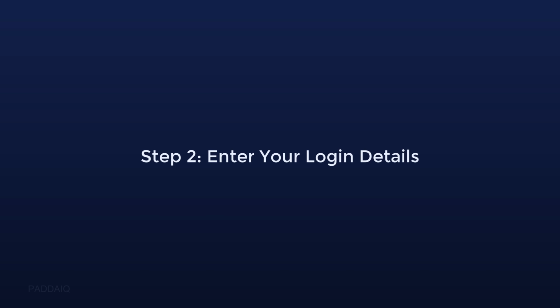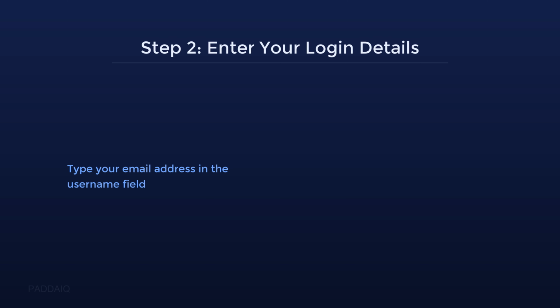Step 2. Enter your login credentials. Type your email address in the username field. This means using the full email you registered with, like john.smith@company.com, instead of just a name. For example, if your work email is sarah.jones@appcorp.com, enter that exactly. This ensures the system recognizes you securely and grants access to your SAP BTP resources.